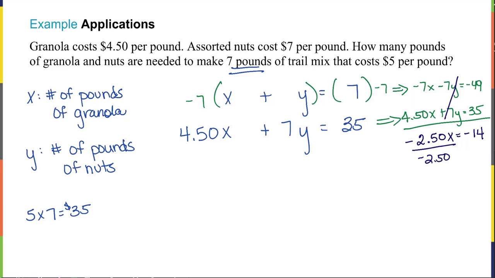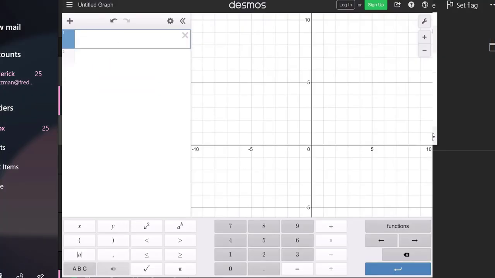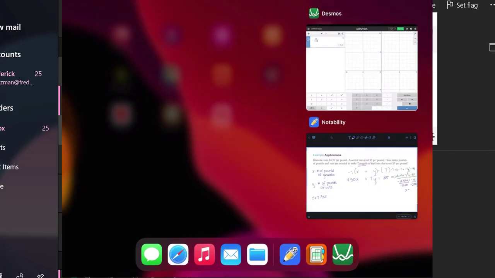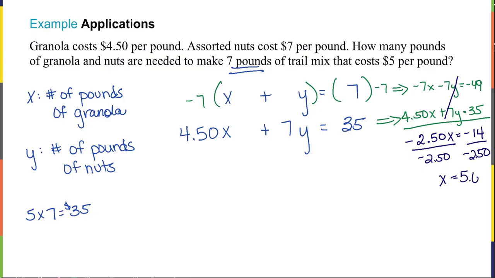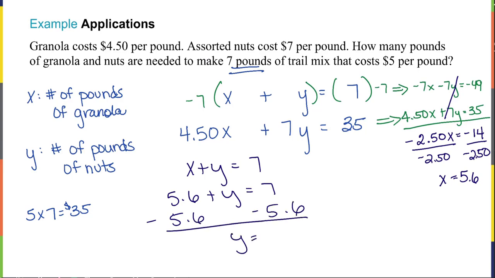So if I divide everything by -2.5, let's see, -14 divided by -2.5. And we get 5.6. So we have 5.6 pounds of granola. So we know that x plus y should equal 7. So 5.6 plus y should equal 7. If I subtract 5.6 on both sides, I get y equals 1.4.